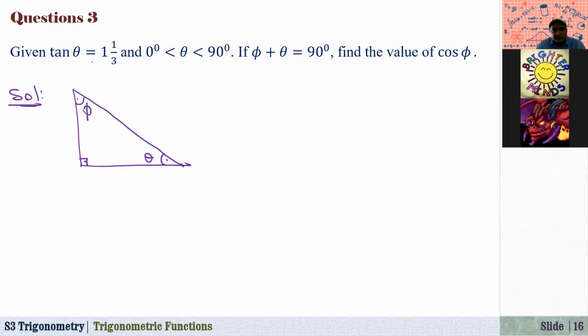And from here, tangent of theta is equal to 4/3, right? So this opposite side should be 4, and this adjacent side should be 3. And what is the hypotenuse? Using Pythagoras theorem, it should be equal to 5, because 3 squared plus 4 squared equals 5 squared. And what is the question? We need to find cosine of phi. So this cosine of phi is equal to adjacent side over hypotenuse, that is 4/5.